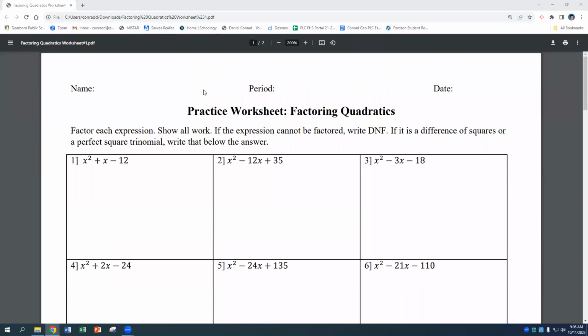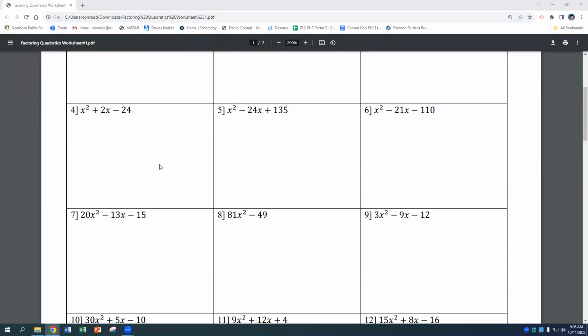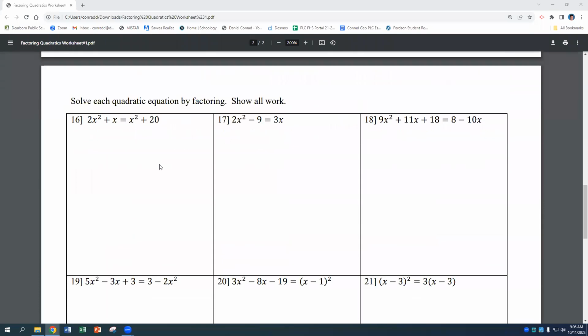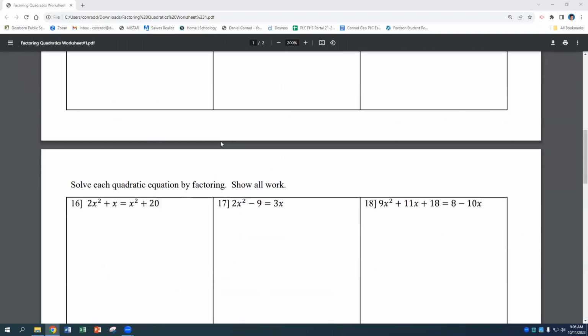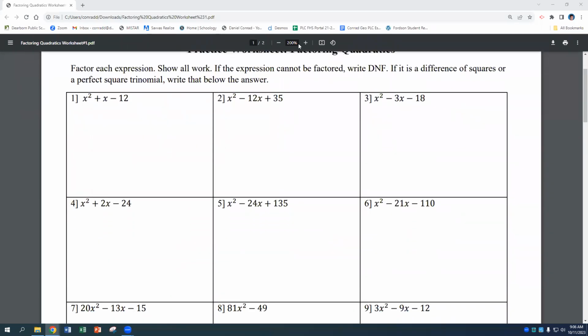All right, 2.3 has to do with the factored form of quadratics. So we need to know how to factor. So this worksheet was all about factoring quadratics. We're going to start with some basic factoring, and then we're going to use factoring to solve for x in these quadratic equations on the other side. All right, so let's just start with some basic factoring.